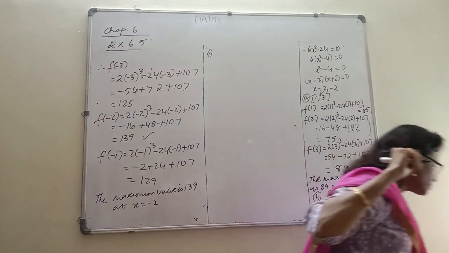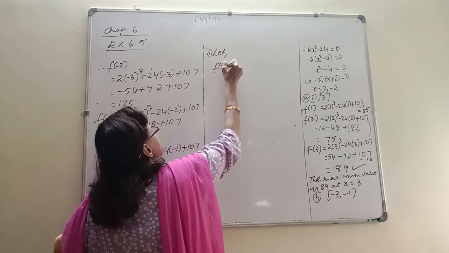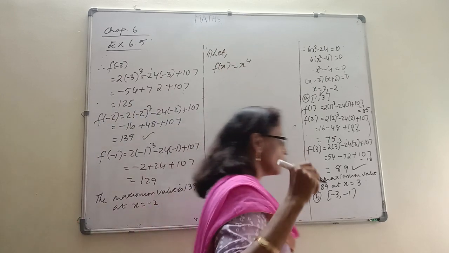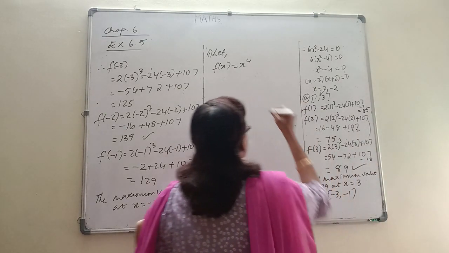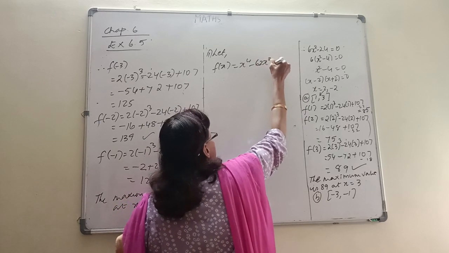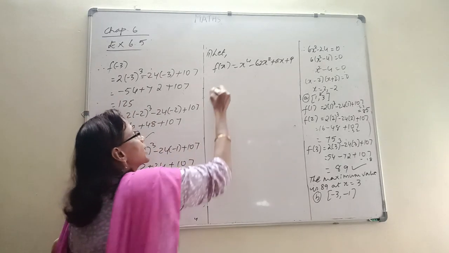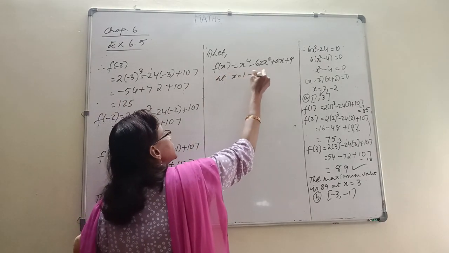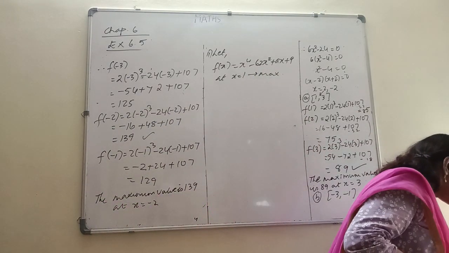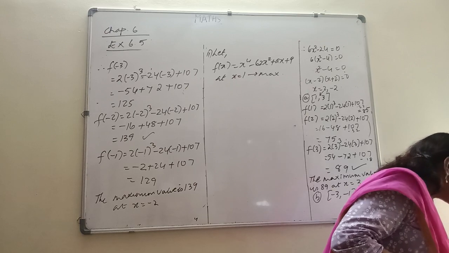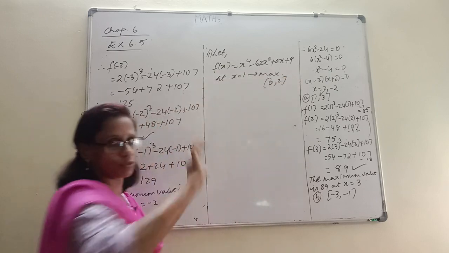Let's write. Do they tell us f of x or something? No. So let's call the function f of x. Let our f of x be x raised to 4 minus 62x squared plus ax plus 9. It's told that it is attaining a maximum at x equal to 1. It is the maxima point, or it attains the maximum there. So find the value of a. Anyhow, it's a maximum point.